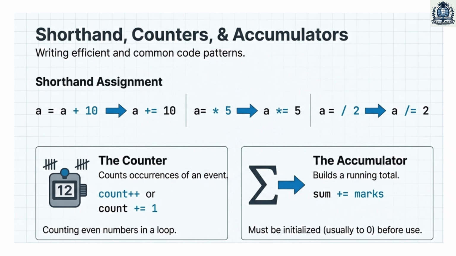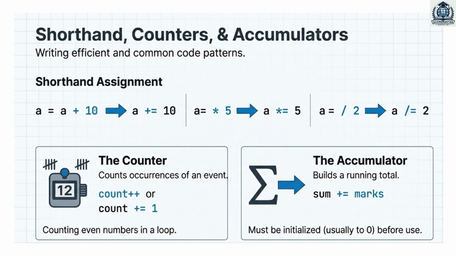Shorthand operators reduce noise and mistakes. Use plus equals, times equals, divide equals instead of rewriting the whole expression. A counter tracks frequency, count++, while an accumulator builds totals, sum += value. Mix them up, and your logic collapses fast.